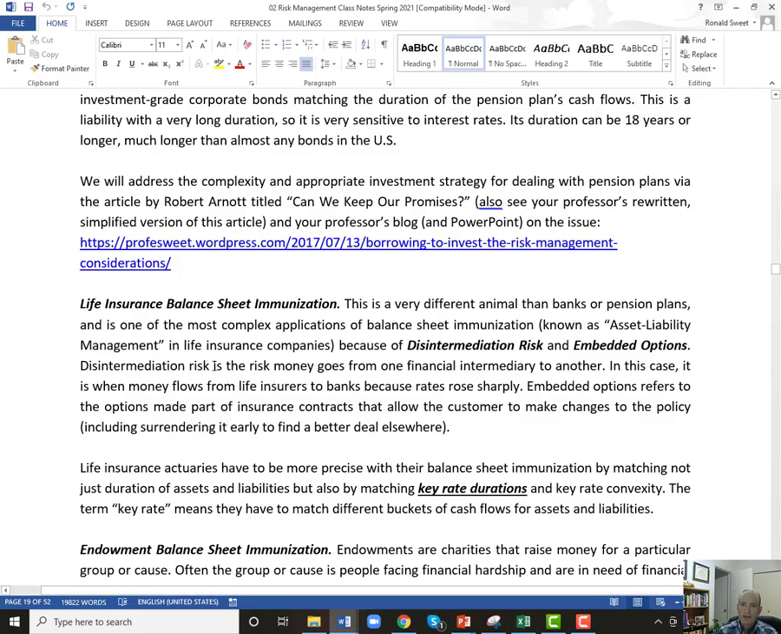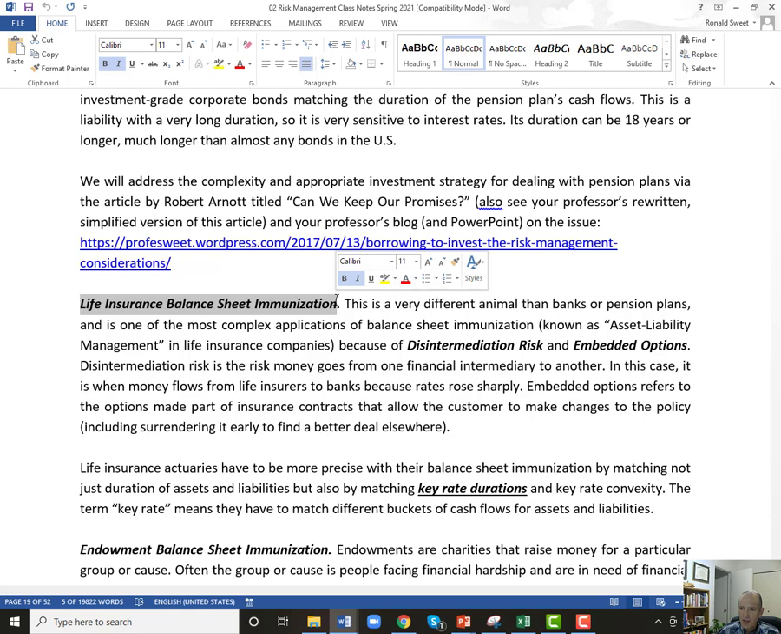So let's go back to the class notes and let's shift gears to life insurance companies. Life insurance companies have liabilities that are similar to pension plans, not nearly as long duration, but similar. They're different than banks or pension plans in the fact that they're very complex.